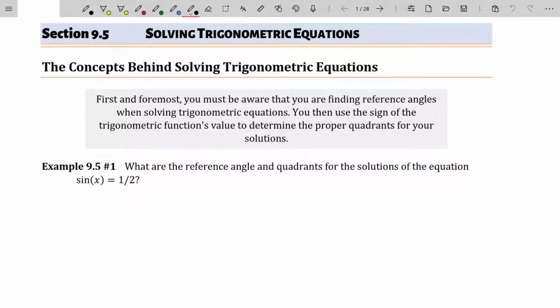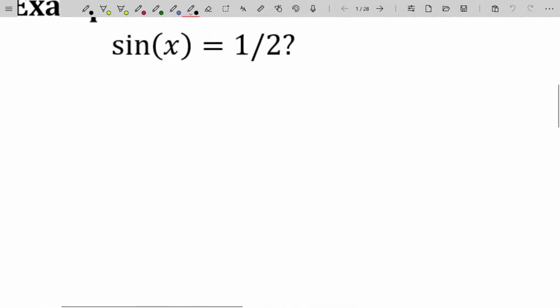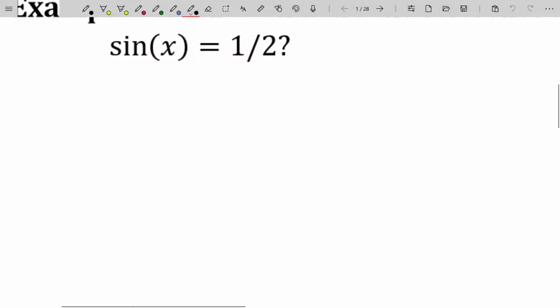So let's go through this video, not solving anything, but talking about the tactics we would use, the reasons for those tactics, and some things to watch out for. First and foremost, you must be aware that you're finding reference angles when solving trigonometric equations. And a trig equation, by the way, is an equation that involves a trig function, like sine of x equals 1/2.